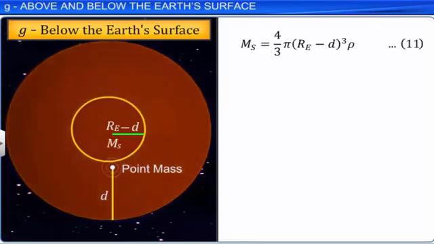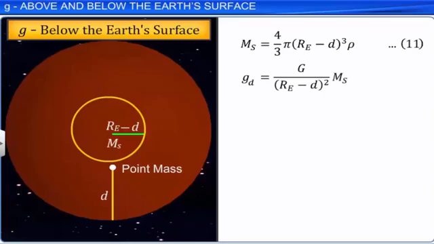However, there exists a gravitational force between the point mass and the part of the Earth of mass ms, as the point mass lies outside it. Thus, acceleration due to gravity on the surface of the sphere of radius Re minus d can be written as equation 12. Gd is equal to G divided by square of (Re minus d) multiplied with ms. This gives acceleration due to gravity at depth d, indicated by equation 13.